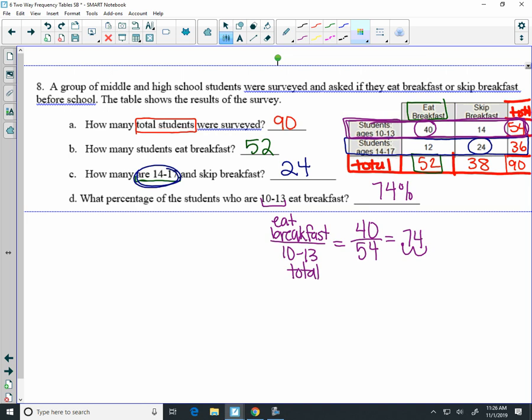And that's number 8. Again, that is a great example. You could not have done any of those follow-up problems without those total columns. So those total columns are really important.